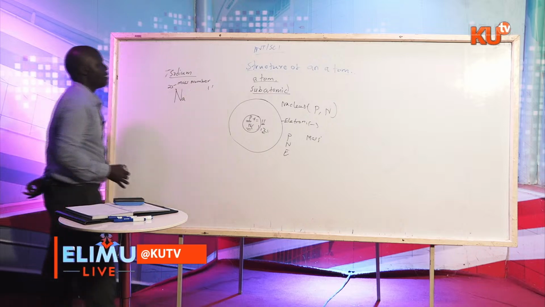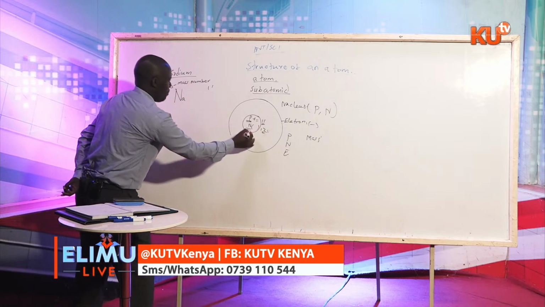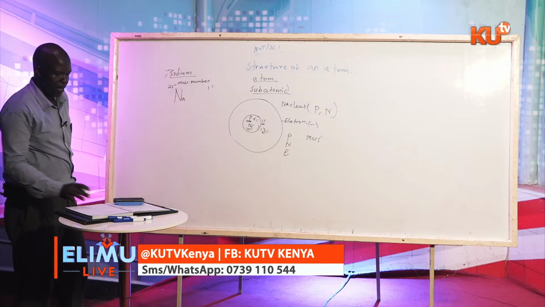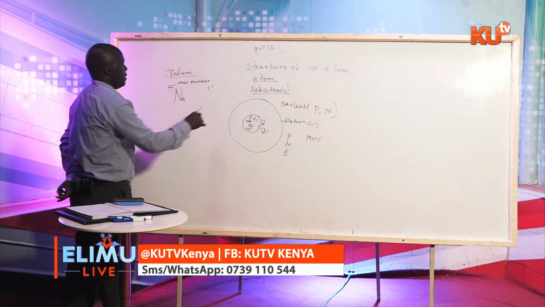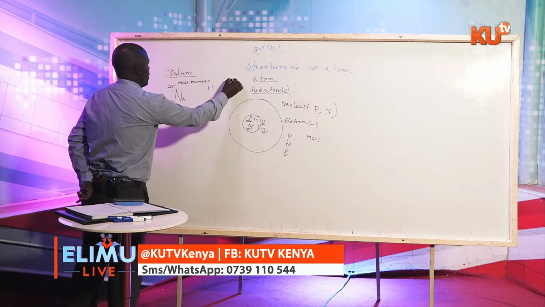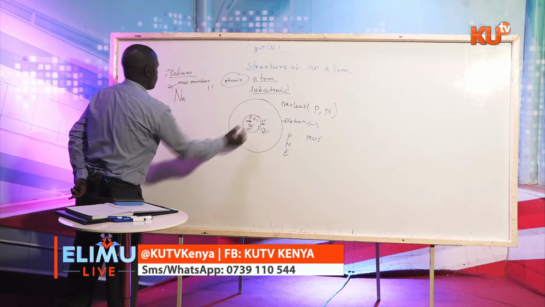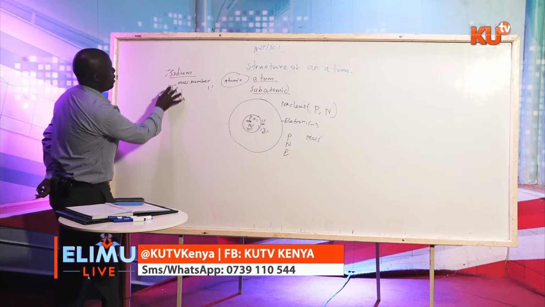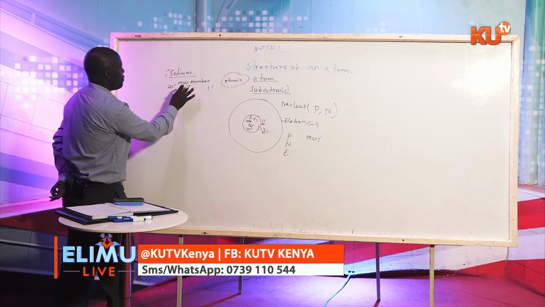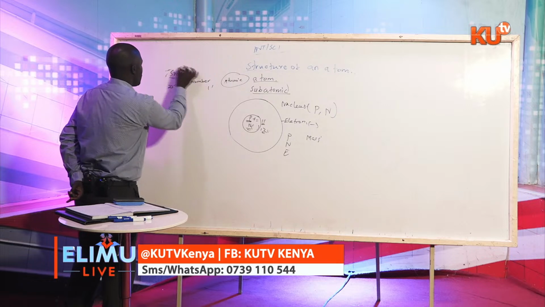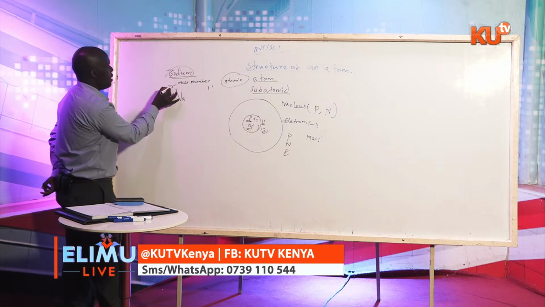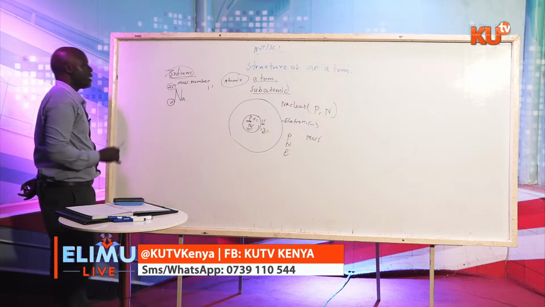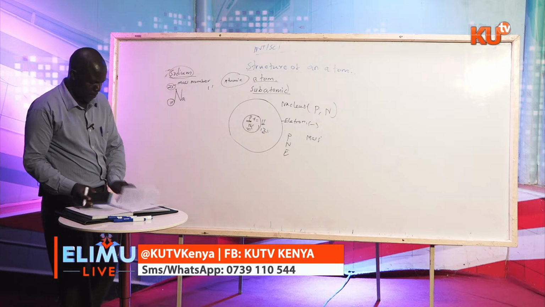How did we arrive at the mass number? We have added the number of protons plus the number of neutrons. Then down here is where we write what we call the atomic number, which is the same as the number of protons. So here it is 11. Now, when we want to write the electronic configuration of this element sodium, we are not going to consider the mass number, but we are going to consider the atomic number, which is 11.